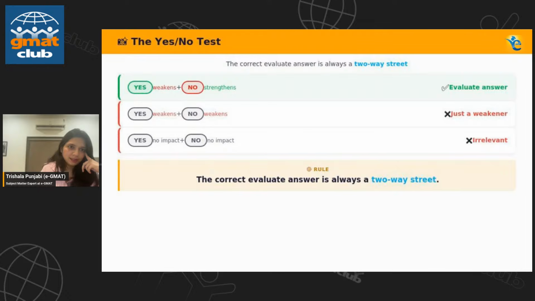That is the correct answer. So in evaluate, the yes and no should be that one is weakening, one is strengthening. If both of them weaken, like let's say you have a question and a yes weakens and a no weakens, that's just a weakening, right? And if yes and no have no impact, that's irrelevant.